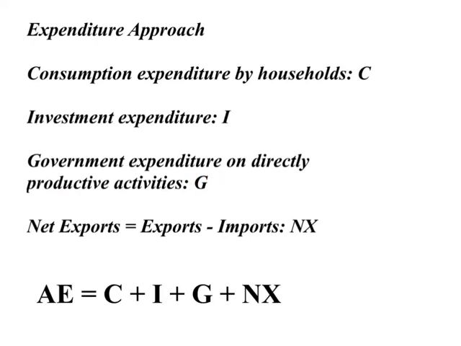When we look at this expenditure, we exclude transfer payments like welfare payments. So this is all about government expenditure on directly productive activities. And then we have net exports, which is a difference between exports and imports, represented by NX. So total expenditure of a country, called aggregate expenditure, written as AE, is a sum of C, I, G, and NX. Keep this equation with yourself because this is something we'll use subsequently.